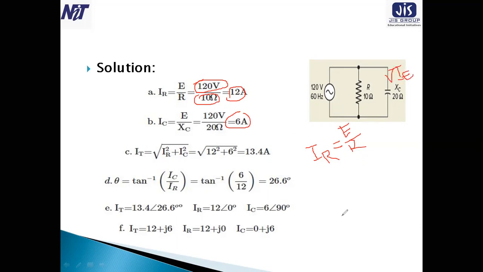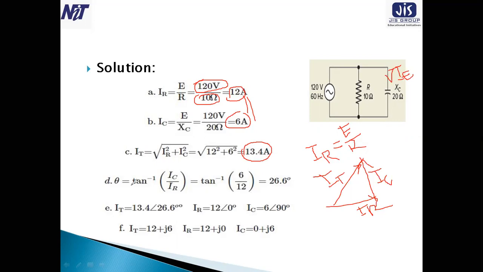Now IT, we know how to calculate IT. This is IT. This is IR, this one is IC. IR, IC, that is our IT. I already explained in this lecture how to find IT. So IT equals root over IR square plus IC square, that is 12 square plus 6 square. So after calculating we'll get 13.4 amperes.